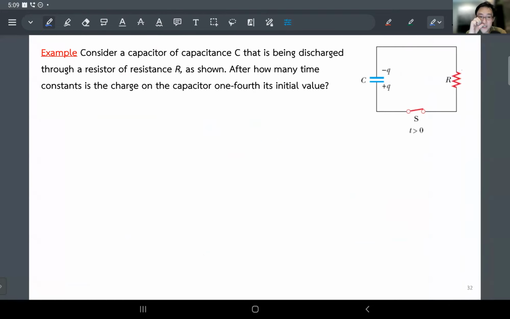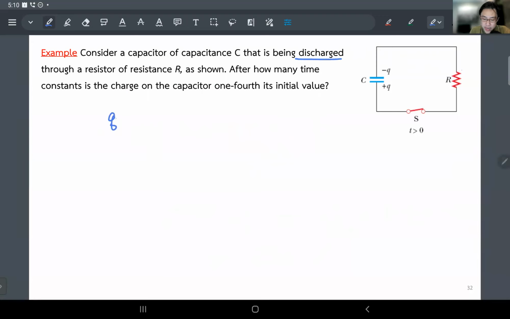Okay. Try again. That's how things are very easy now. So consider a capacitor of capacitance C being discharged through a resistor of resistance R as shown. After how many time constants is the charge on the capacitor 1/4 of its initial value? See, they're not asking you how many seconds. They just want to know how many time constants. So that's no problem. Discharge, no big deal.